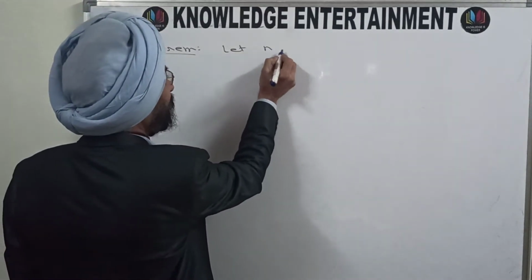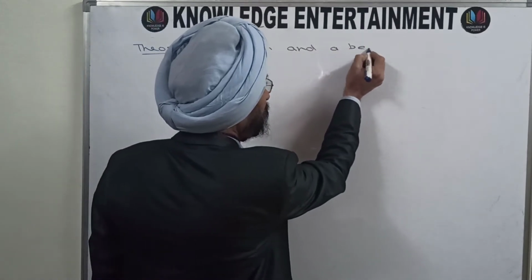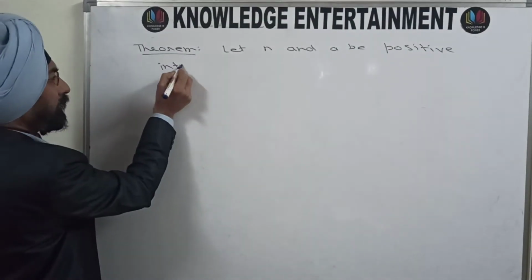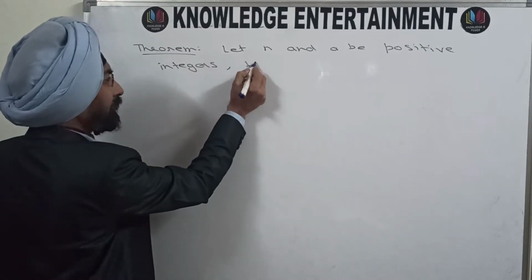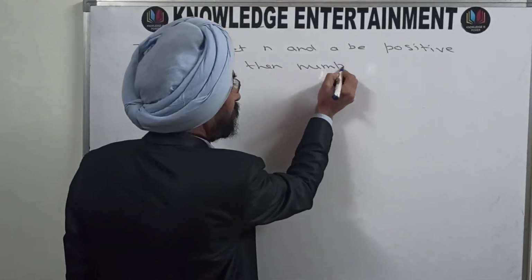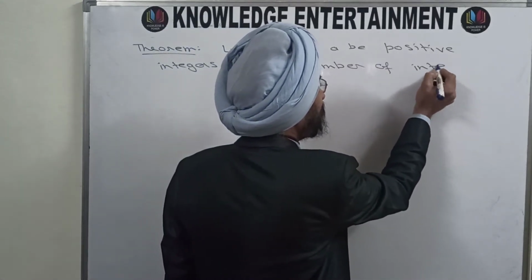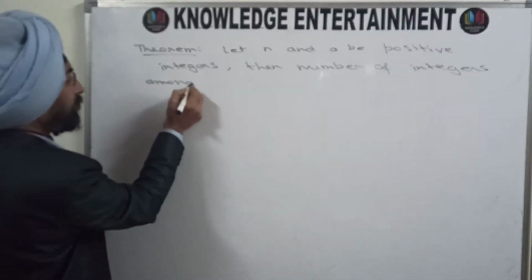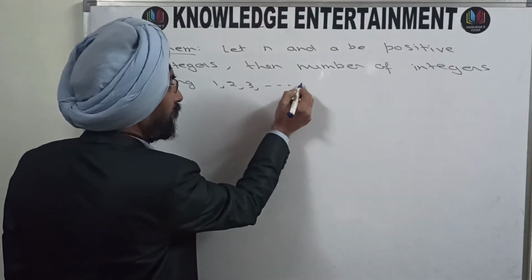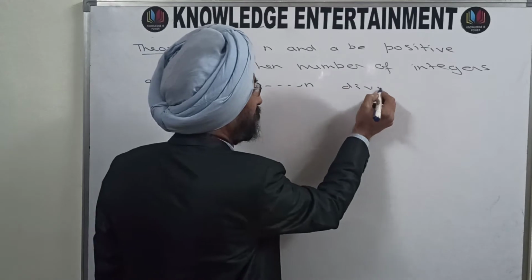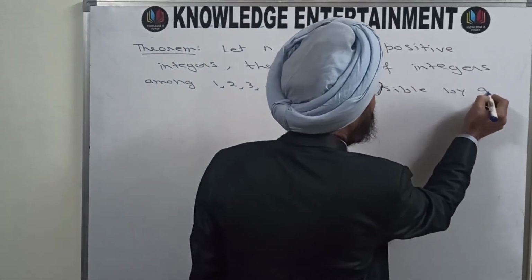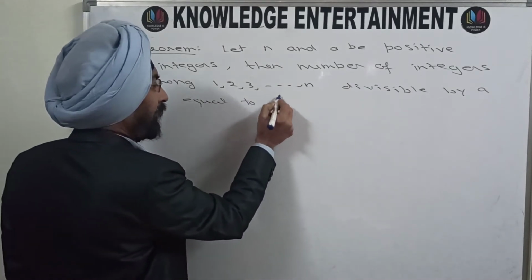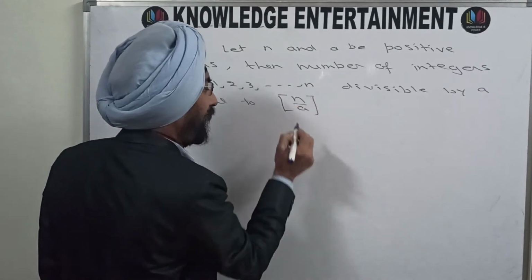Let n and a be positive integers, then the number of integers, in fact positive integers, among 1, 2, 3 and so on up to n divisible by a is equal to the greatest integer function of n by a. This we are to prove.